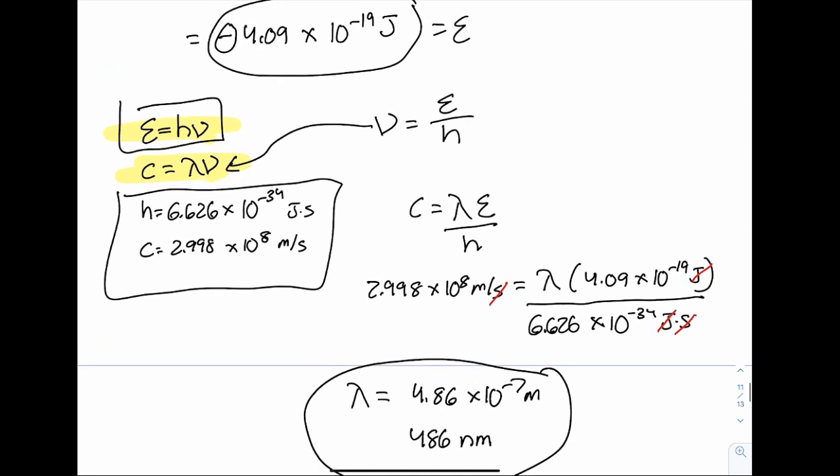Again, if you wanted to just do it in two steps, do this first one, solve for frequency, and then plug the number in instead of the symbols, that works too.